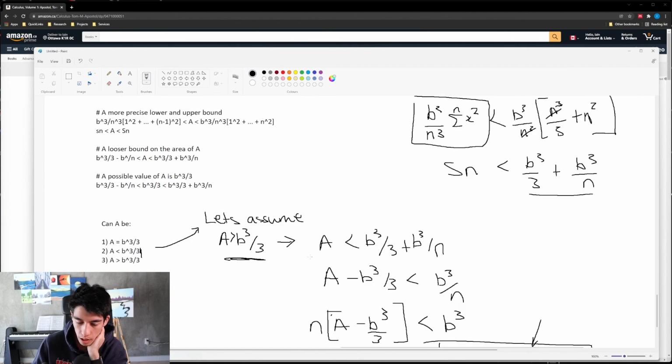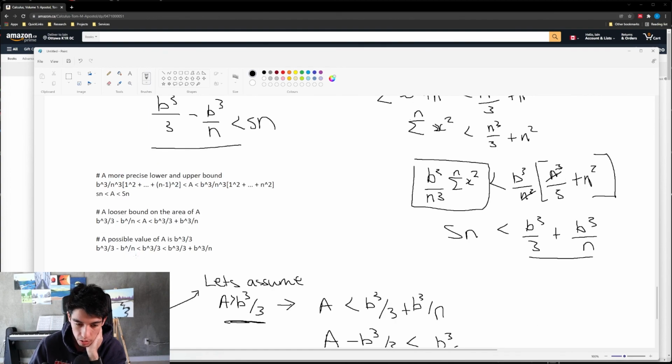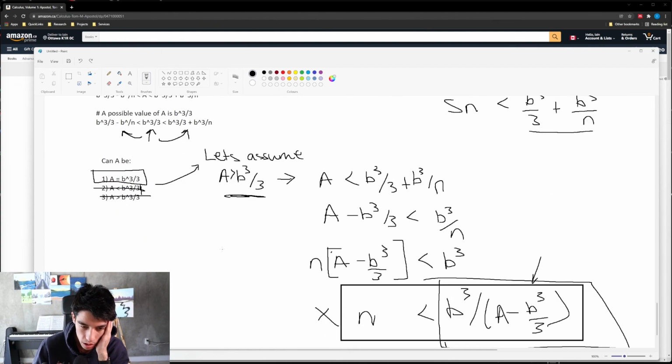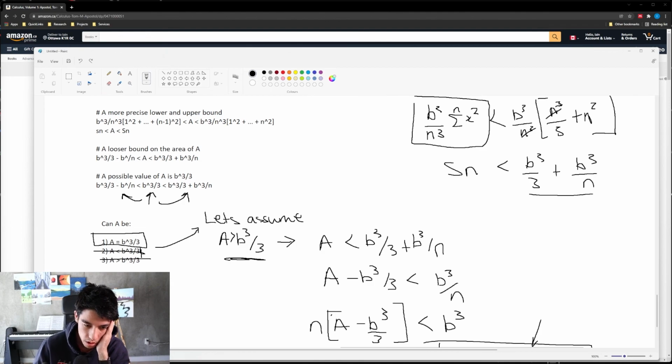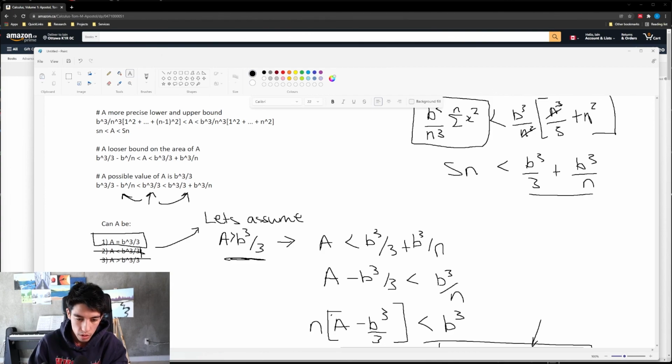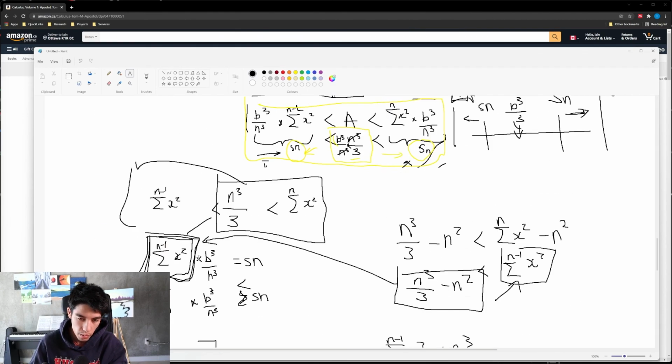Given that, these two are impossible, and the only possible solution is b cubed over 3, because we know this upper bound and lower bound actually holds true by the obviousness of the equation. Therefore, what we can conclude is b cubed over 3 equals a, the area of the parabolic segment.